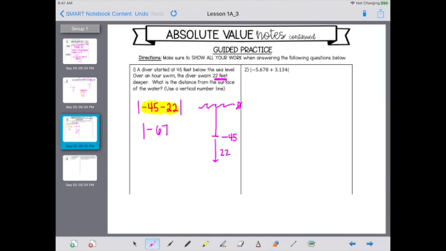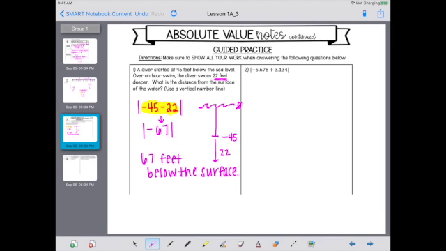And now we have to deal with our symbols. So we find what the answer is between negative 45 minus 22, which is negative 67. And then our next step is finding the absolute value of negative 67, which will be 67 feet below the water. Or below the surface, you can say.